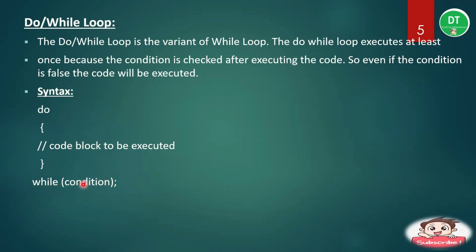After executing this, the condition will be checked. So even if the condition is false, this code block will be executed once, because the condition is checked after executing it. If it is true, then again the control will come back here and the code block will be executed, and after that, the condition is checked again.